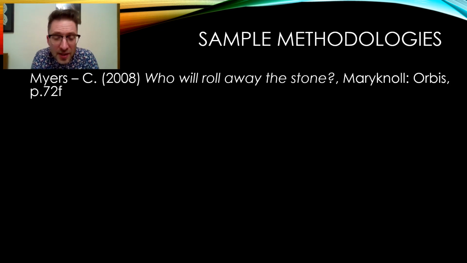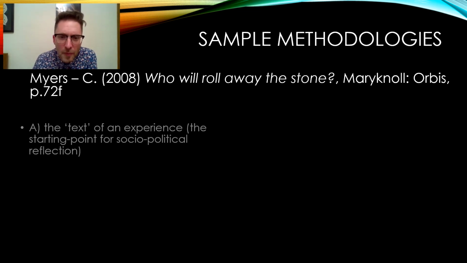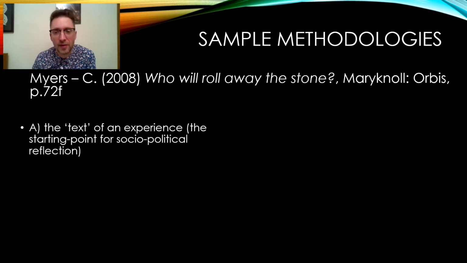What I'm going to offer on these next two slides are just two different methodologies which you may find helpful. Some people have found them helpful, sometimes people haven't particularly used them, but they're still a helpful reference point, or you can find another methodology to help you shape and frame your essay. So this is one from Myers in his book, Who Will Roll Away the Stone? It's a four-stage methodology. The first is to start with the text of an experience.